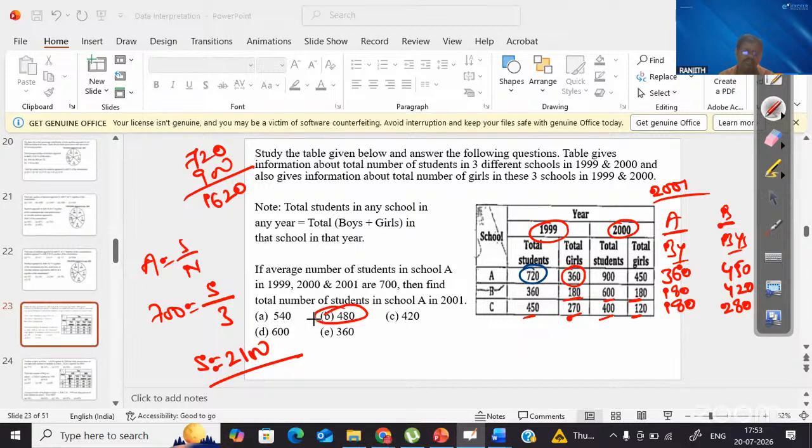Total average will be equal to sum equal to 2100. So if I add total students in 99, 2000, we are getting 1620. So we need to subtract 2100 minus 1620. Last two digits will be equal to 80. So only one option has 80. So the answer equal to 480.